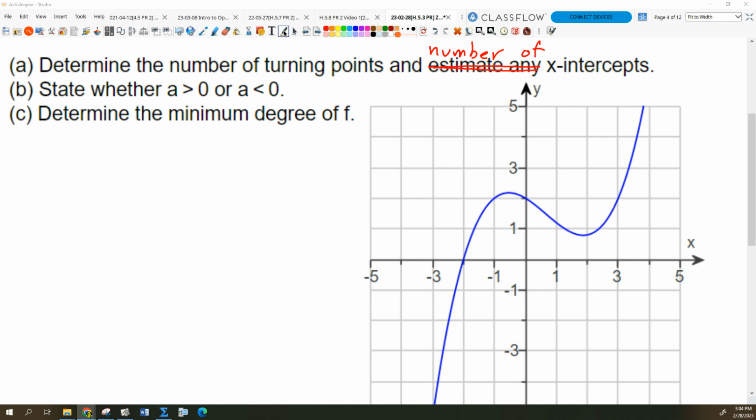2. Good. Where are they? The turning points. Okay, so 2 turning points. And they are there and there. Okay. How many x-intercepts? Show me with your fingers. Okay. 1 x-intercept. Okay. And that one is right there. Agreed?